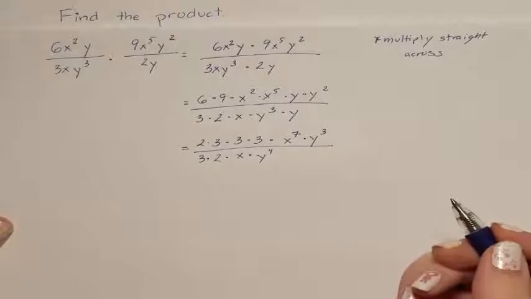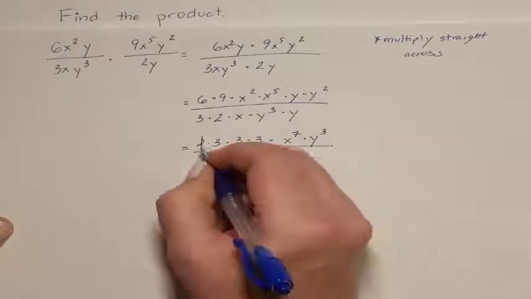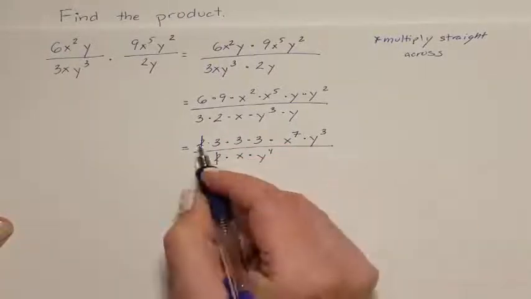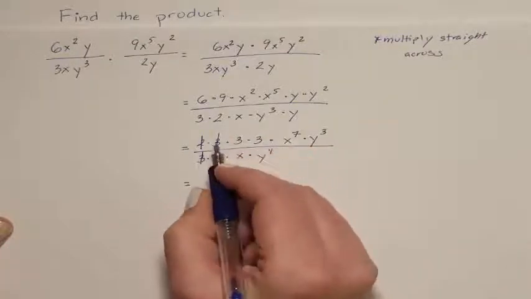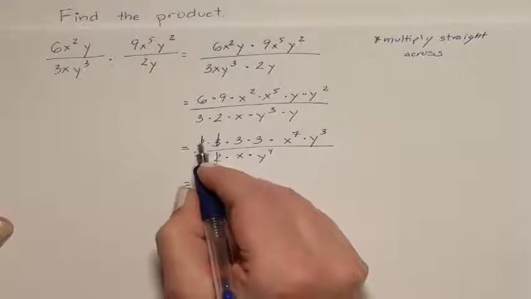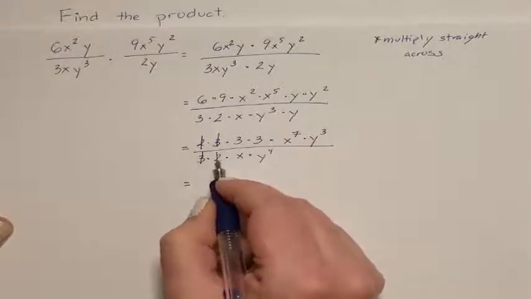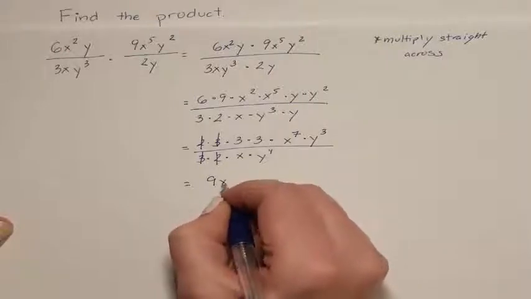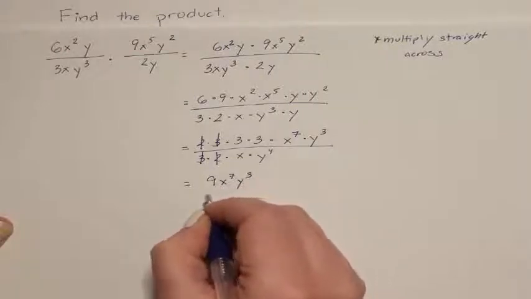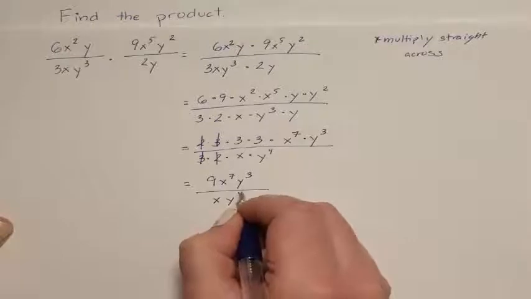So we need to simplify our fraction. This 2 cancels out with this 2 because 2 divided by 2 is 1. This 3 cancels out with that 3 because 3 divided by 3 is 1. There are no other numbers to cancel out with, so 3 times 3 is what's in our numerator, and that is a 9. That's x to the 7th, y to the 3rd, all over x, y to the 4th.